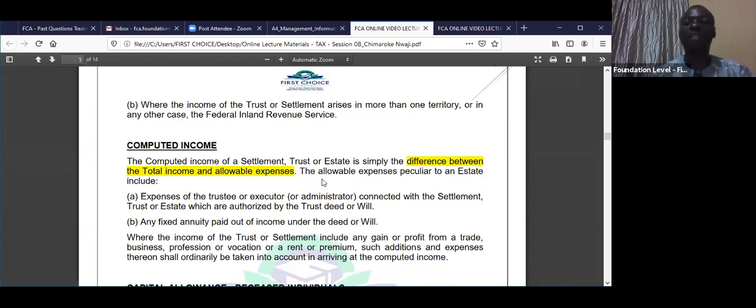So let's say this man is a businessman, this man has a profession, this man is also in an association where they pay him. For example, in ICAN, when you get to a particular age and the person dies, they pay some certain amount of money as life insurance to the beneficiary of the person. So that is another example. Now, the computed income, like we said, is the difference between the total income and allowable expenses.